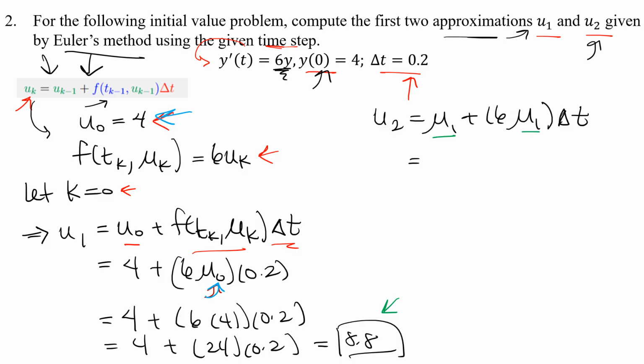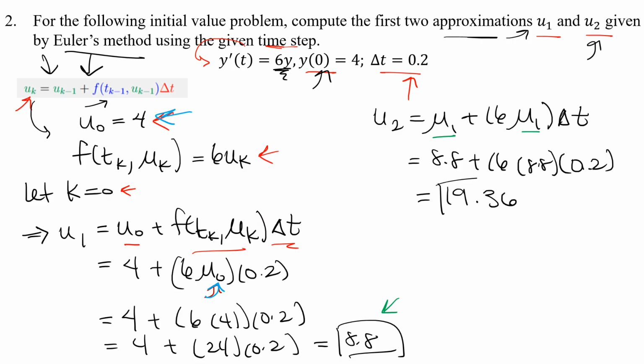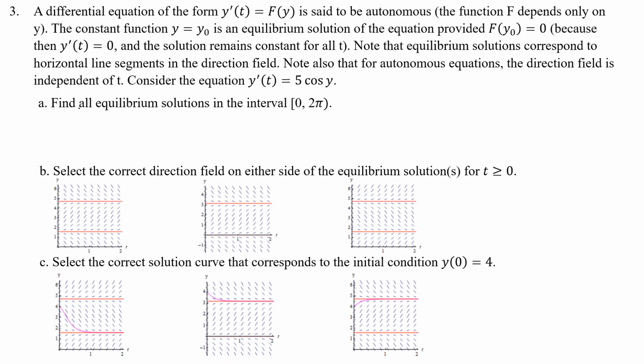So just going to replace that with 8.8. So 6 times 8.8, and then times our change in t. All right, and so just putting it all together, then we will get our second approximation, u sub 2, is 19.36.